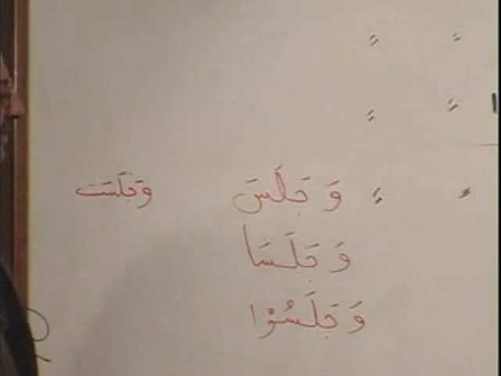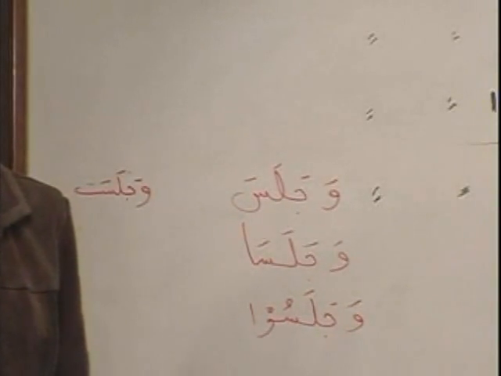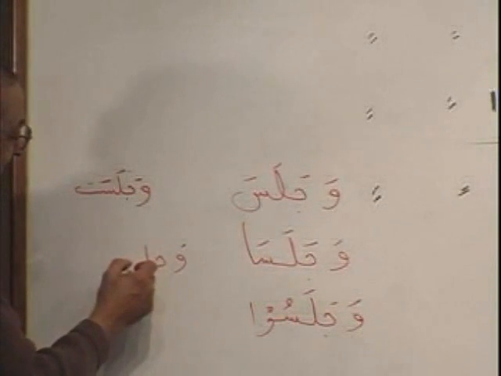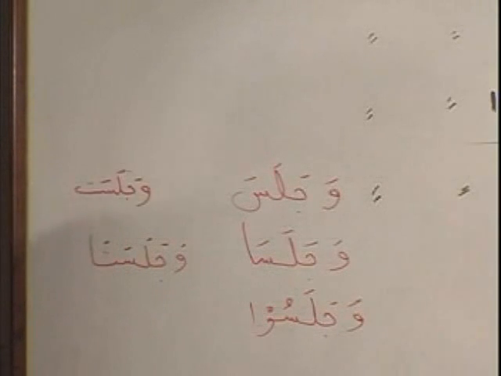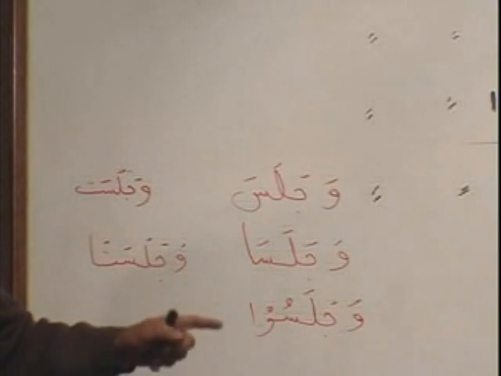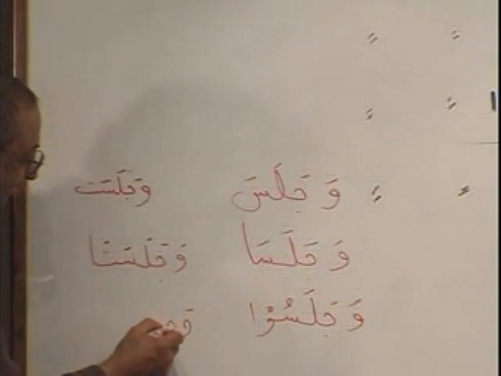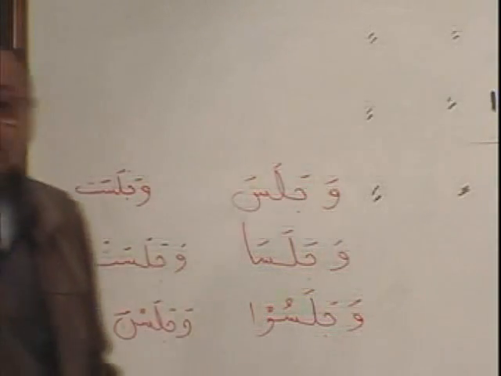جلست. Now if I say ذهبت الطالبتان, wa jalasata. What will I say? Wa jalasata. Are you with me, brothers and sisters? Now you say zahabat at-talibatu wa jalasna. Wa jalasna. Is it clear, brothers and sisters?